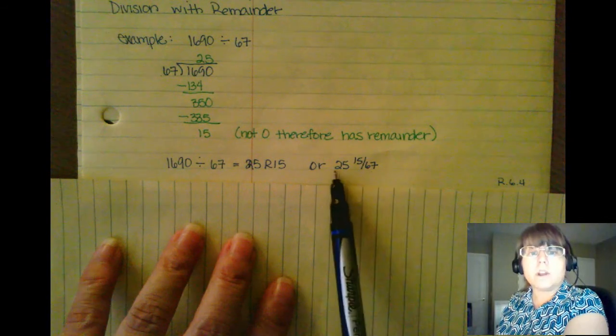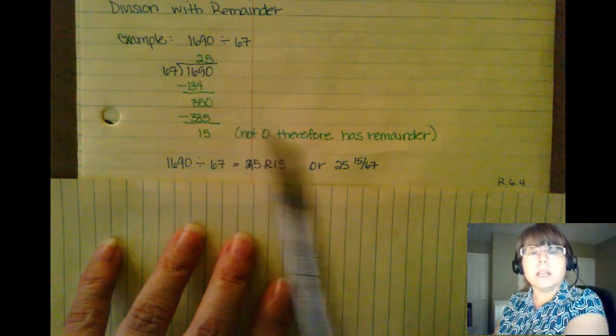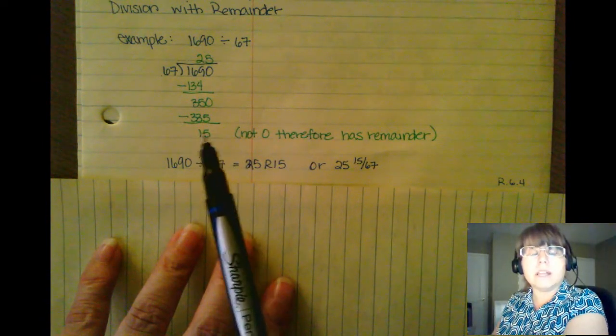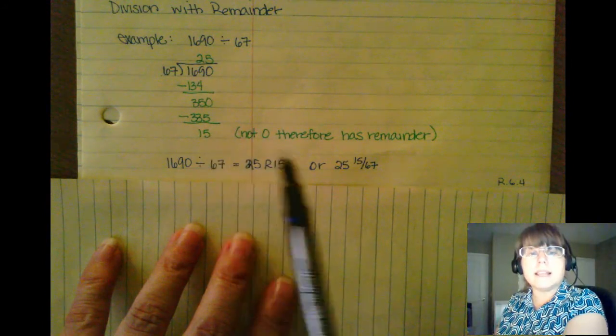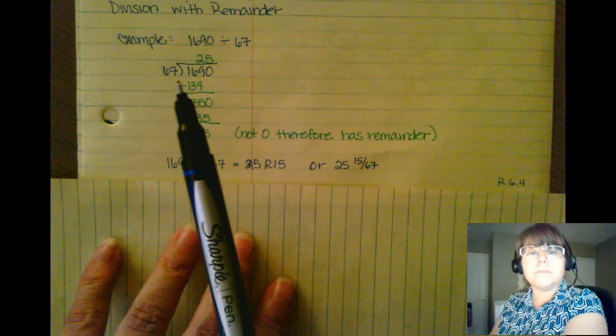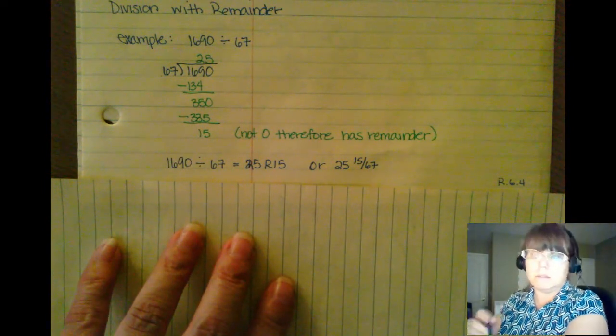Okay? So our quotient is 25, that's the top number. 15 is our remainder, which is what's left over down at the bottom of your process. And 67 is the divisor, which is the outside number. You have to get it in the right spots, otherwise it's going to be wrong.